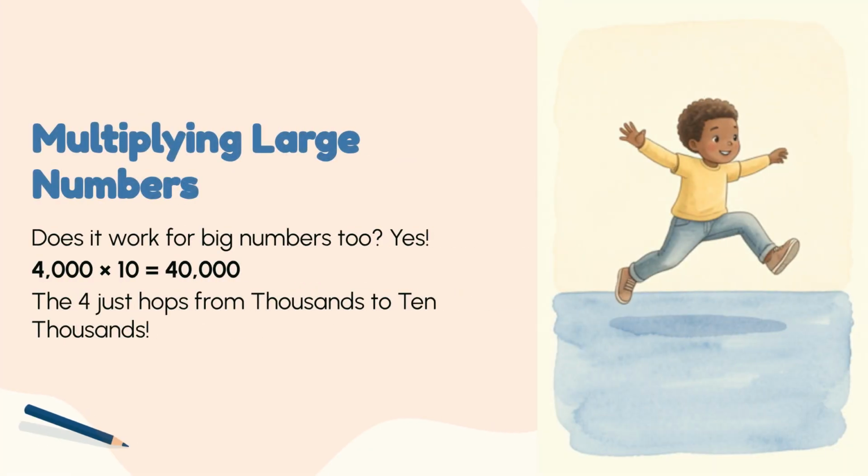Does this work for big numbers too? Yes. 4,000 times 10 is 40,000. The digit 4 simply hops from the thousands place to the ten thousands place.